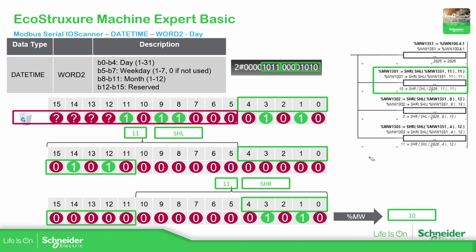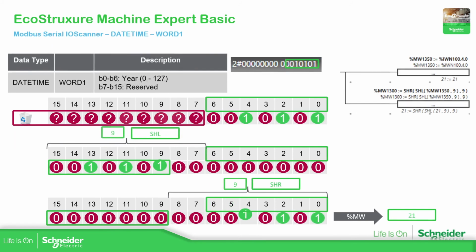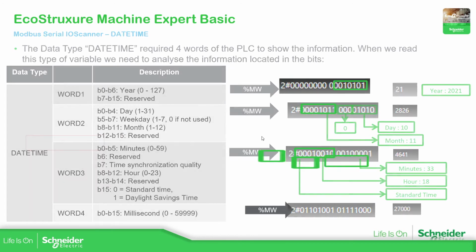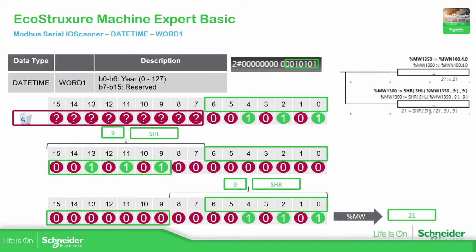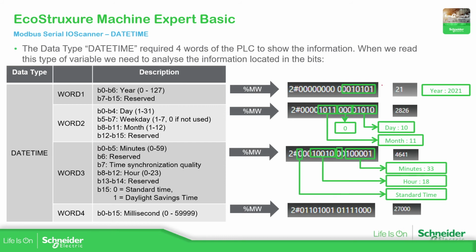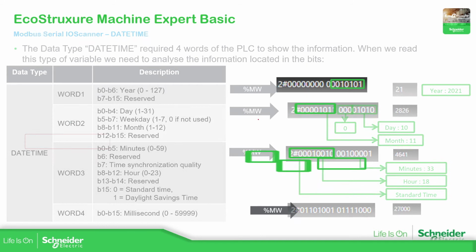Now, oops, let me just go back here and change this. Bam. Okay. Now we have already covered the first word, to retrieve the year. Now let's talk about the second word, to check the day and month.